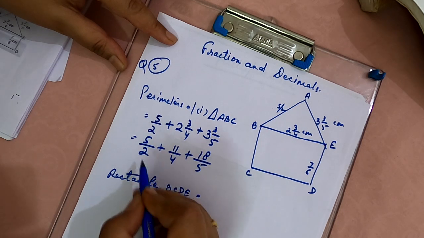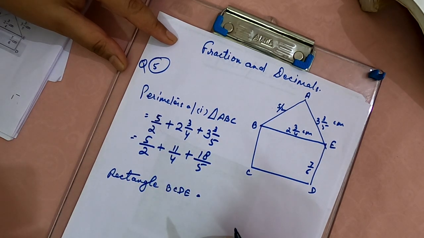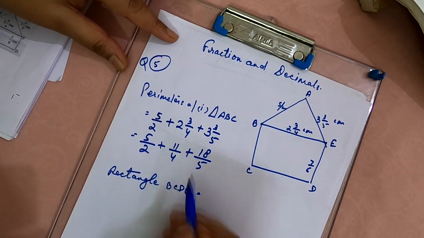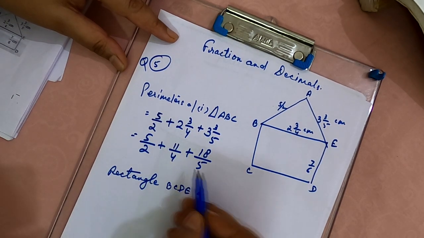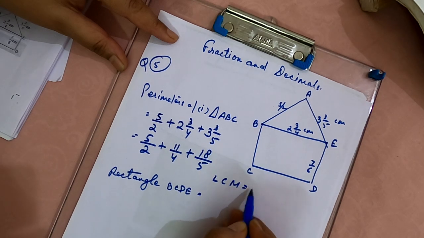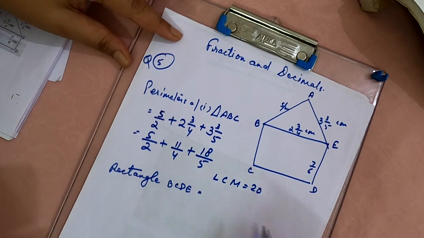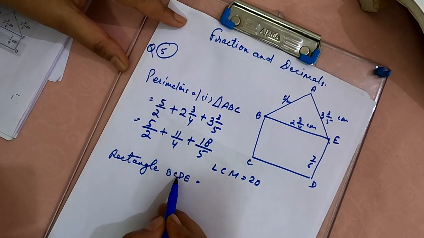Clear? All of them are unlike fractions. You need to find out the LCM. You know the procedure how to find out the sum of unlike fractions. So for 2, 4 and 5, the LCM will be 20, right? And I expect that you can do it on your own. Clear? Now come to this one, rectangle BCDE.